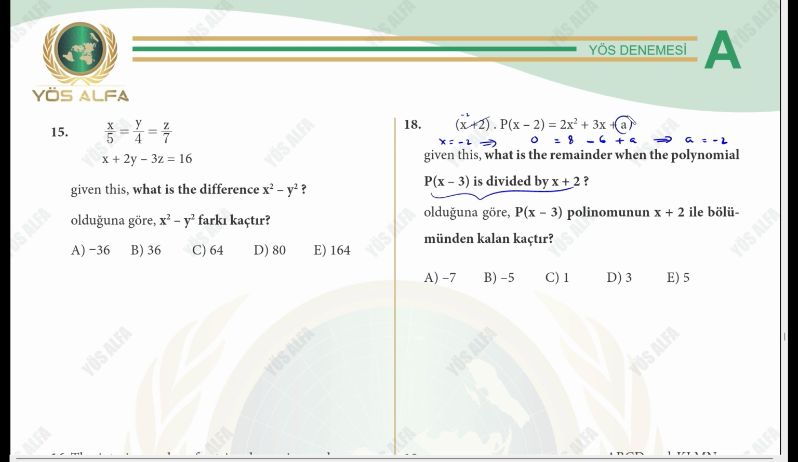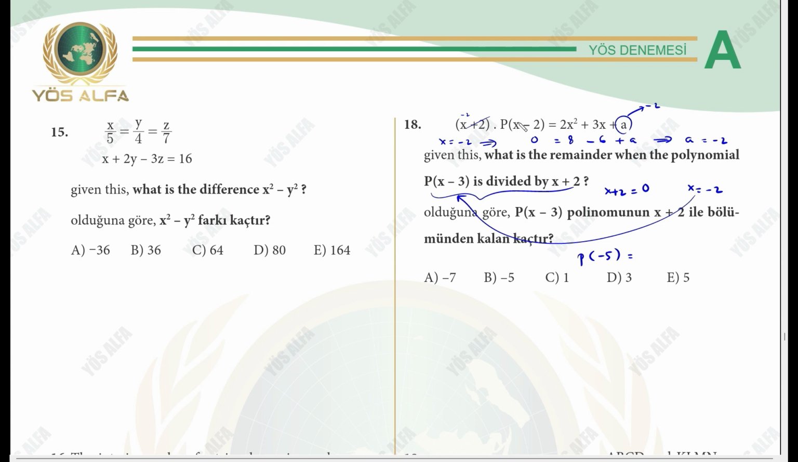So we got the polynomial. So p of x minus 3 divided by x plus 2. According to the remainder theorem, we equate x plus 2 with 0 to find the remainder. So x is negative 2. So when we put x is equal to negative 2 here, we have p of minus 5. So that's the remainder when p of x minus 3 is divided by x plus 2. So how do we find p of minus 5?